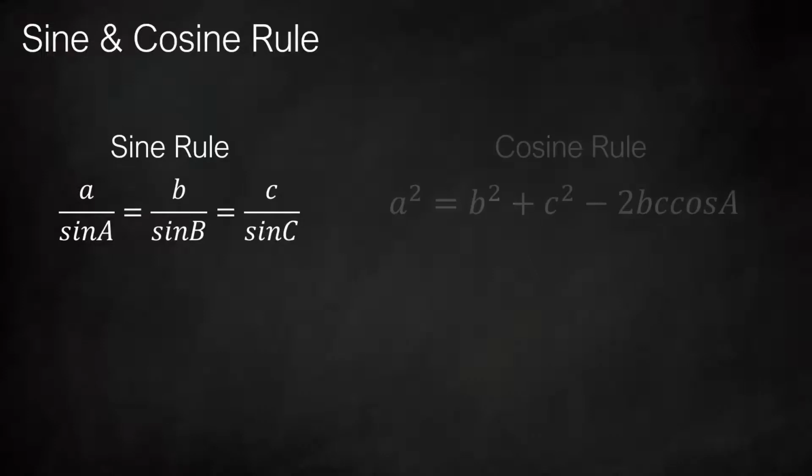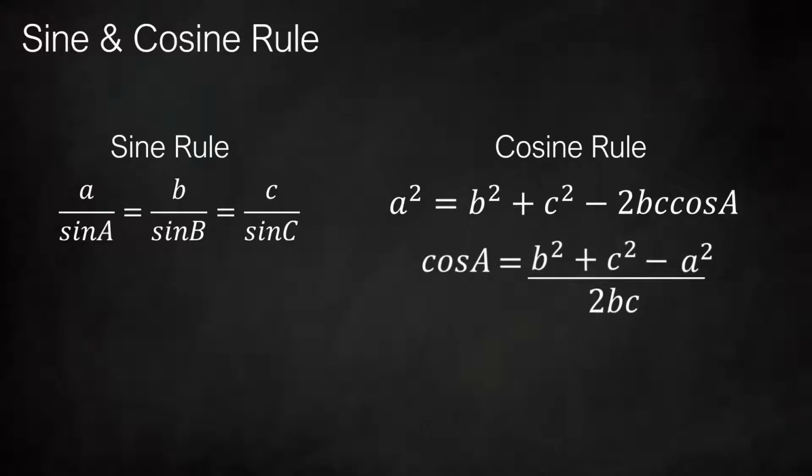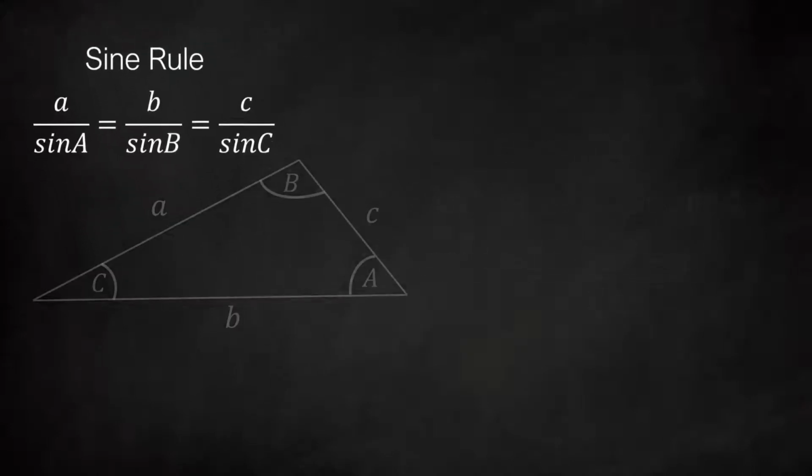The sine rule looks like this, where the lowercase letters are sides and the uppercase letters are the angles opposite the corresponding sides. And the cosine rule looks like this, and we can rearrange to find the angle instead, like this. But don't worry, all three of these equations are given on your equation sheet at the start of your paper. Let's look at the sine rule in more detail.